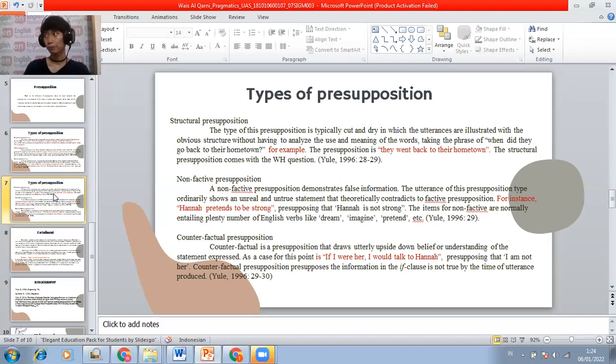And another example, what else do we have? How did Hannah manage to get over homework? So the presupposition would be Hannah got over her homework. But this type of presupposition is the structural one, meaning structural presupposition is when the use of WH questions is involved.